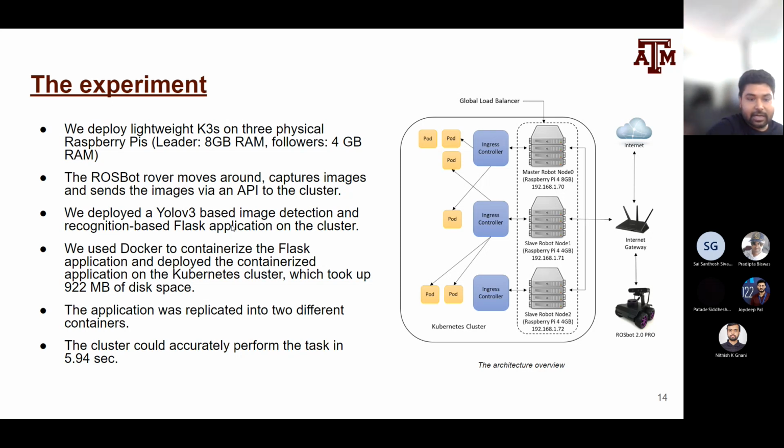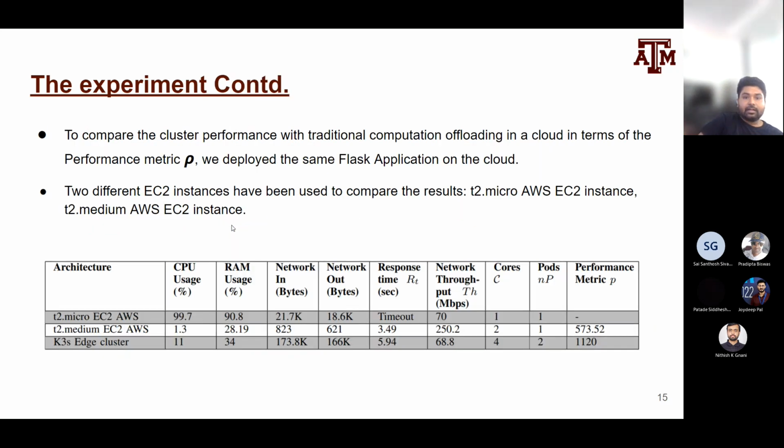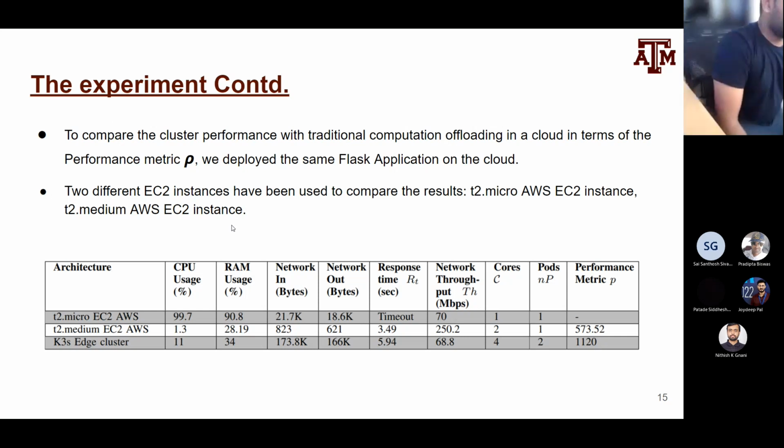So yeah, we have achieved 5.94 seconds, which is the average time to process the images sent from the Rosbot to the architecture to perform the object detection. And we have compared the results with traditional cloud architectures. We have used Amazon Web Services to measure those. We used EC2 instances. We deployed our system on T2 micro and T2 medium.